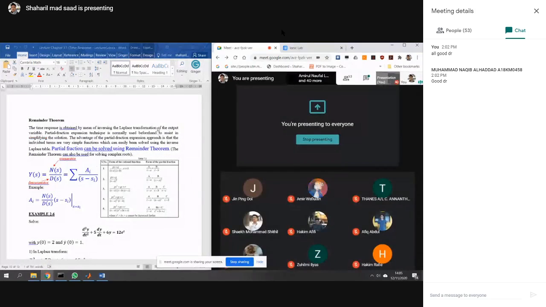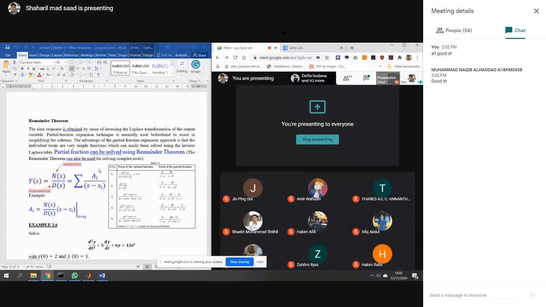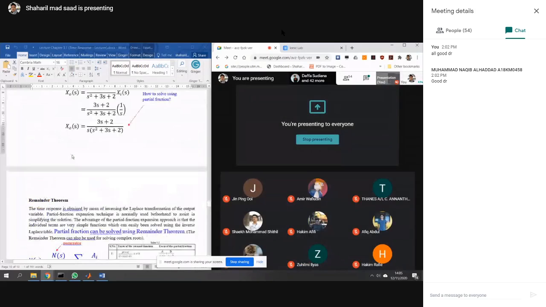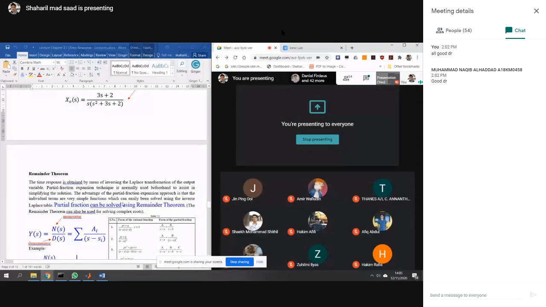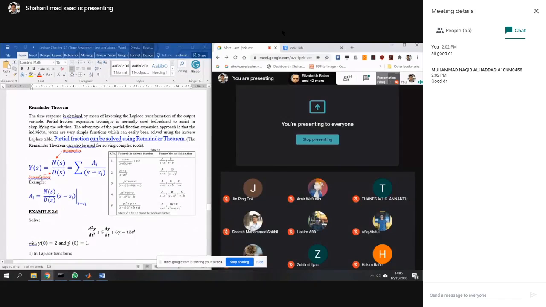Okay, so partial fraction, you can use the remainder theorem. The advantage of this remainder theorem is that the partial fraction can be solved using the remainder theorem. So how to solve it, right? Look at this one. The output, for example Y(s), is equal to the numerator over the denominator.